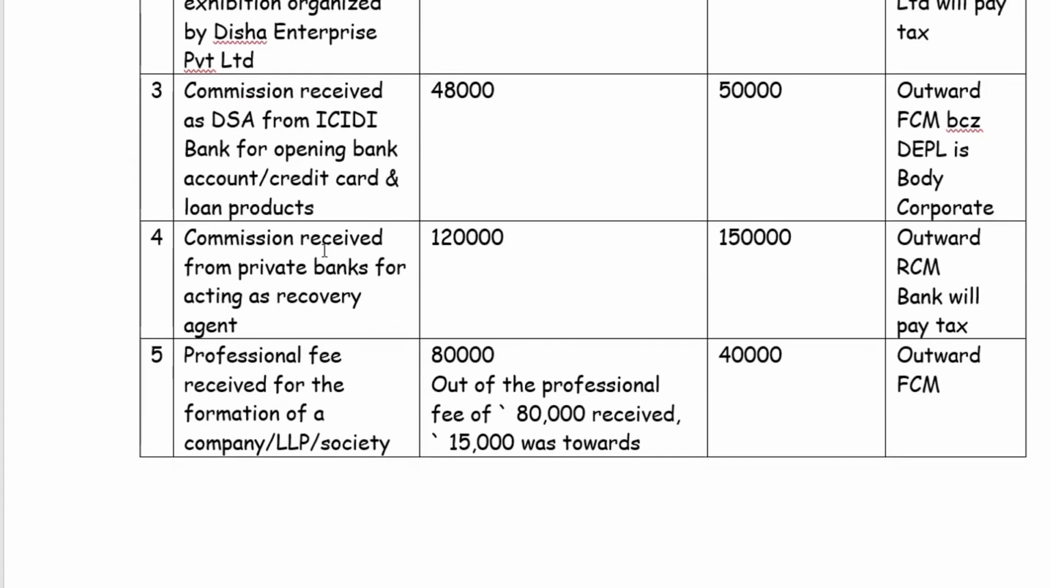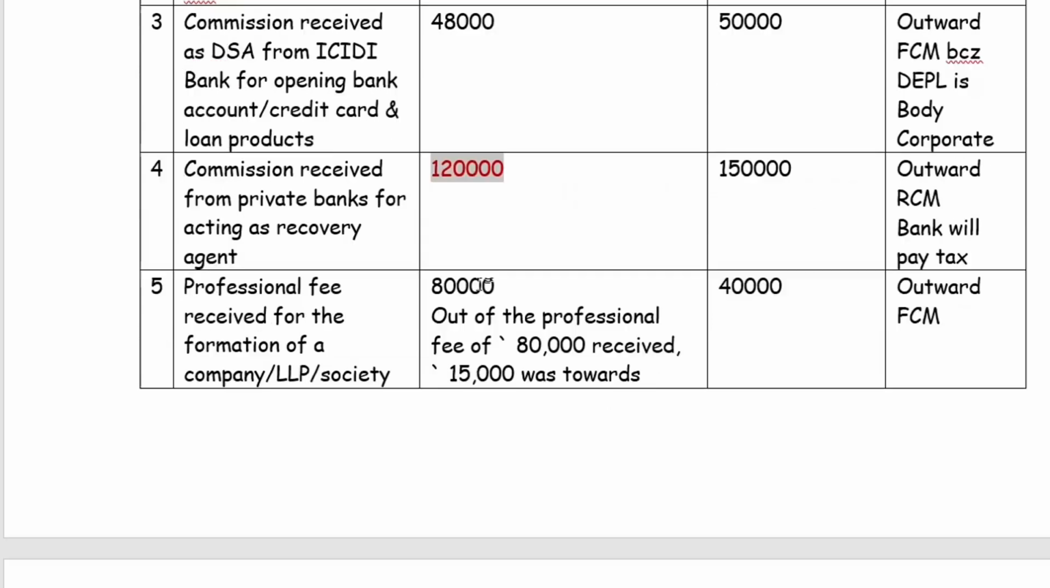Next, commission received from private banks acting as a recovery agent. Here, it is outward supply, yes, but RCM is applicable, so the bank will pay the tax. Disha Enterprise will not pay the tax. Okay.